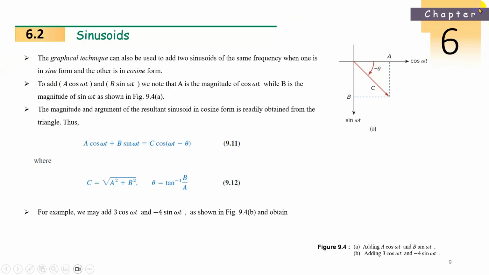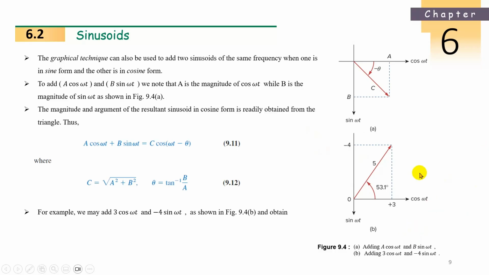Now minus theta. We'll check the triangle. Just close this, then see. This is plus 3, this is minus 4. Plus 53, I think, not minus, from the cos. Minus 4, what is minus 4? B by A, tan inverse.